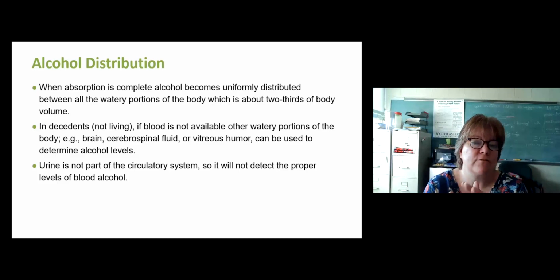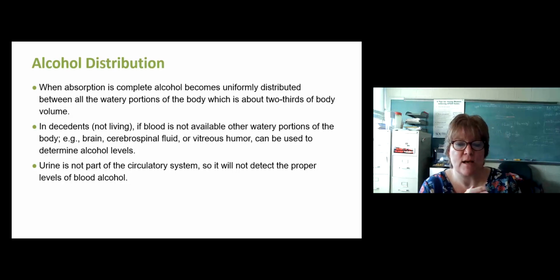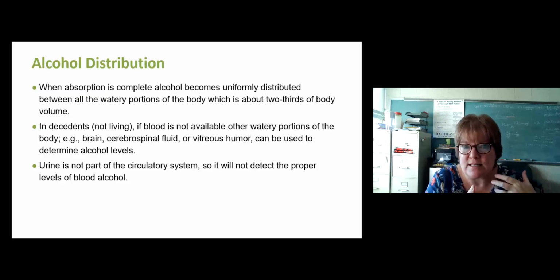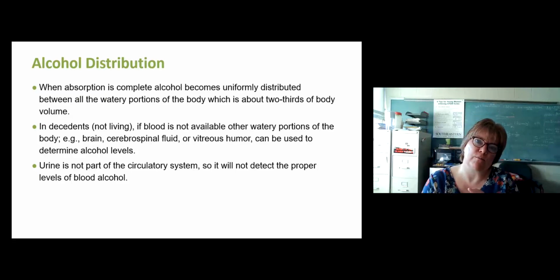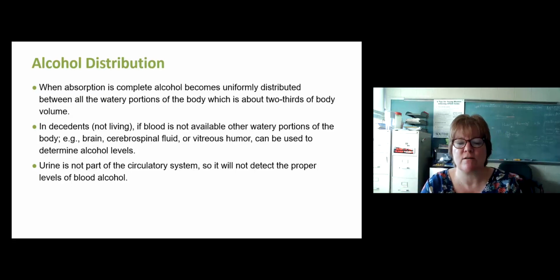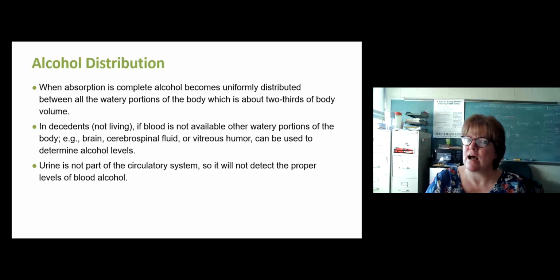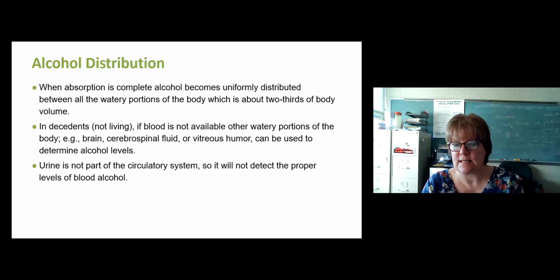If somebody has died who has consumed alcohol, and blood is not accessible to test, you can test other watery portions, like parts of the brain, the cerebral spinal fluid, the fluid in the spinal column, or the vitreous humor, which is part of the eyeball. That can be used to detect alcohol levels. It's not the optimal choice, but if somebody has died, that may be the only option left, if the blood has coagulated and they can't test it.